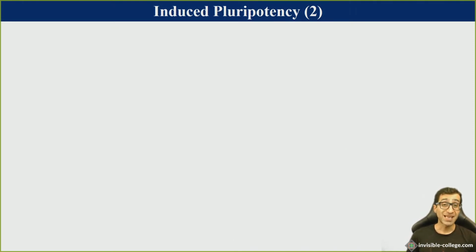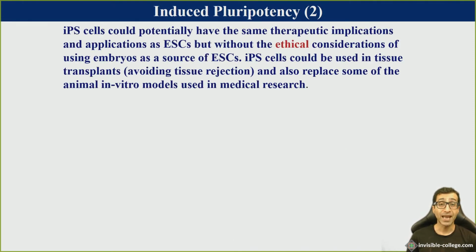So iPS cells potentially could have the same therapeutic implications and applications as embryonic stem cells, but without the ethical considerations of using embryos as a source for those stem cells. These iPS cells could be used in tissue transplants to avoid tissue rejection, and could also replace some of the animal in vitro models which are currently used in medical research.